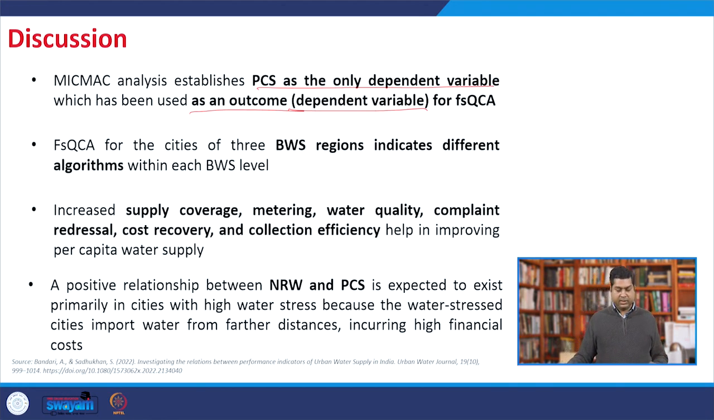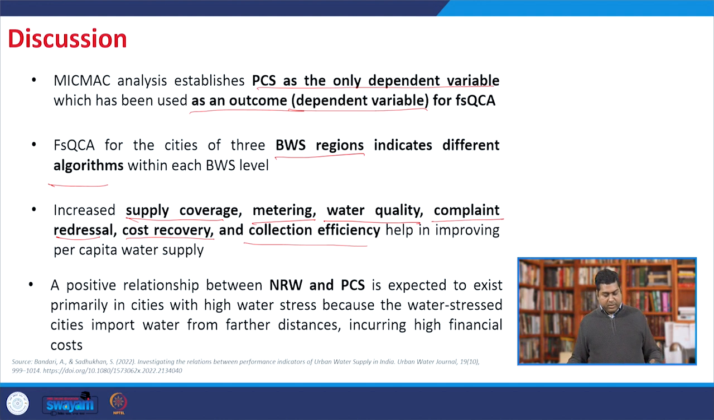FSQCA for the cities of three base water stress scenarios indicates different algorithms with different stress levels. This is something additional, further research. Initially we were with the whole data set, and then we finally decided to go ahead with further investigation: is there any effect on the water stress or not? There we also found certain interesting findings. Increased supply coverage, metering, water quality, complaint redressal, cost recovery and collection efficiency help in improving the per capita supply.